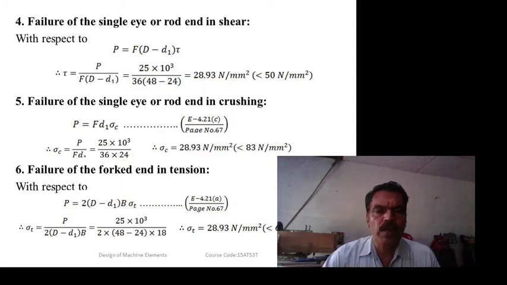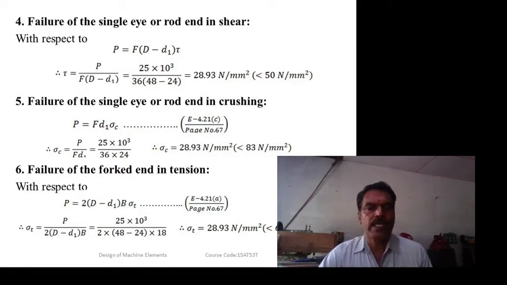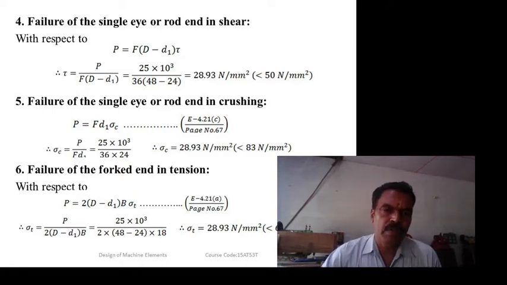But what we got, the induced crushing stress for this single eye rod end, is 28.93 Newton per mm square. Hence it is less than the permissible value, so the design is safe in case of the single eye or rod end. Next, the sixth point: failure of the forked end in tension. Load is equal to area into stress, that is sigma t, because tensile stress is going to be applied.